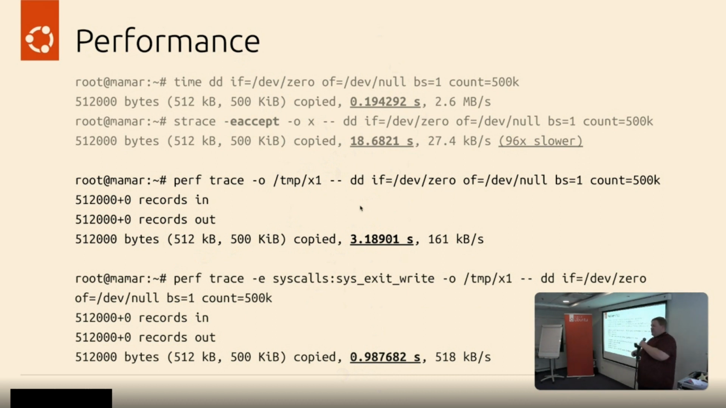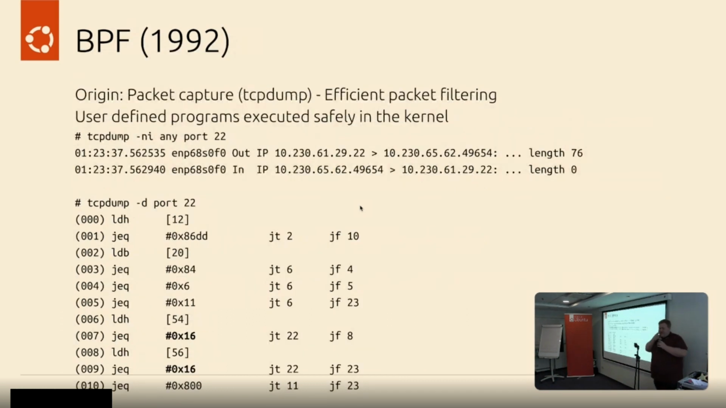But even now, we're still copying all this data to user space. So when we capture those 500,000 write calls, 500,000 events that a write happened are all still sent to user space. And that's where we're still losing a bunch of this time. And so we can do better than that. And so that's where BPF comes in.